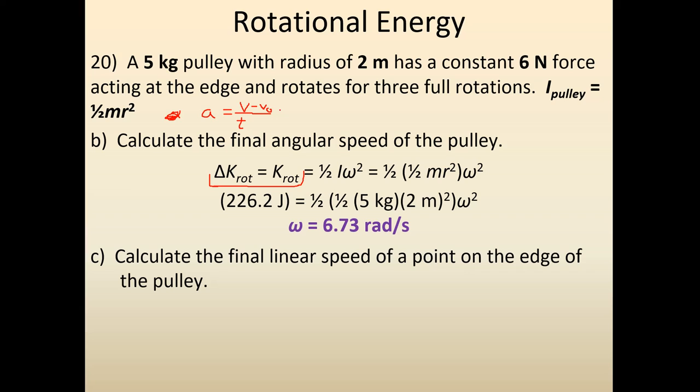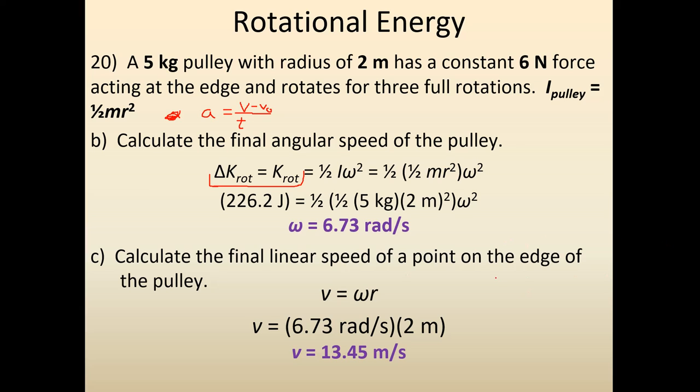For part C, finding the linear speed, this is basically just converting this number. So I use my conversion factor, v equals omega r, and plug my numbers in. Since we're looking at a point at the edge of the pulley, I put in 2 meters, and I get 13.45 meters per second. I should point out that it is important to note where the point is that they're referring to.